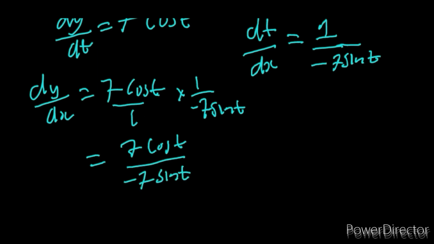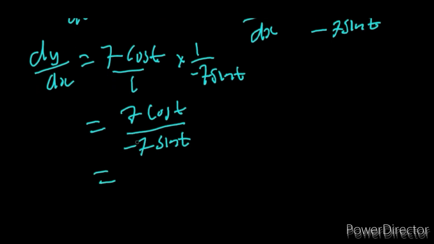Now notice that we can simplify this equation. 7 and 7 cancel, so we're left with negative. Now notice sine over cos is tan, but cos over sine is 1 over tan, meaning that it's cot. So we have negative cot t. It's that simple.